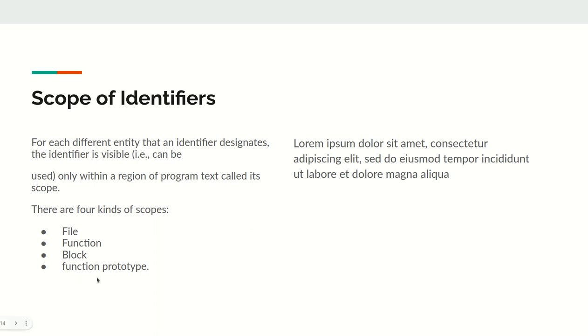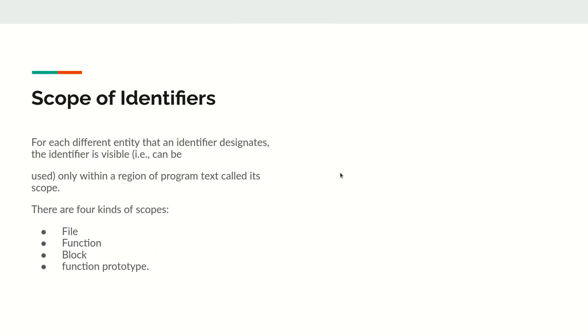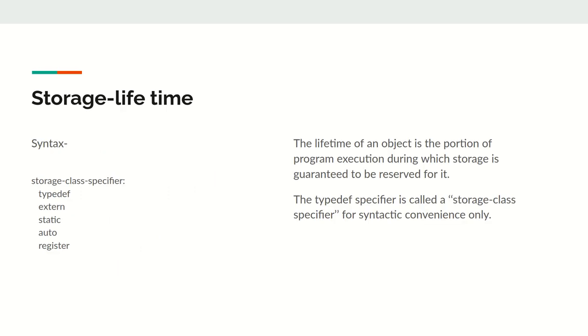So it is only available for the prototype if it is declared inside a function declaration only. This is what the scope of an identifier is, which can be of any of these types: file, function, block, or function prototype. Next we will see the storage lifetime.